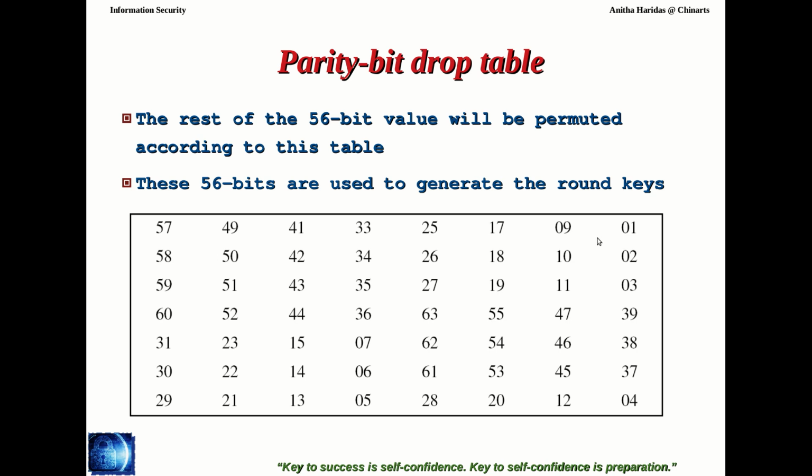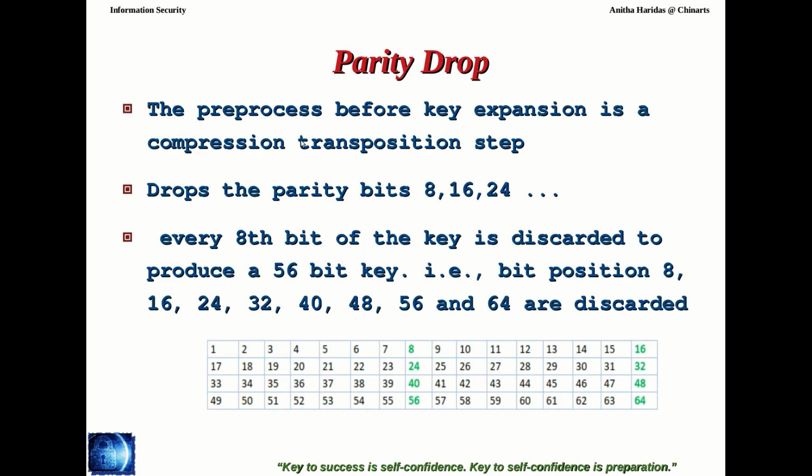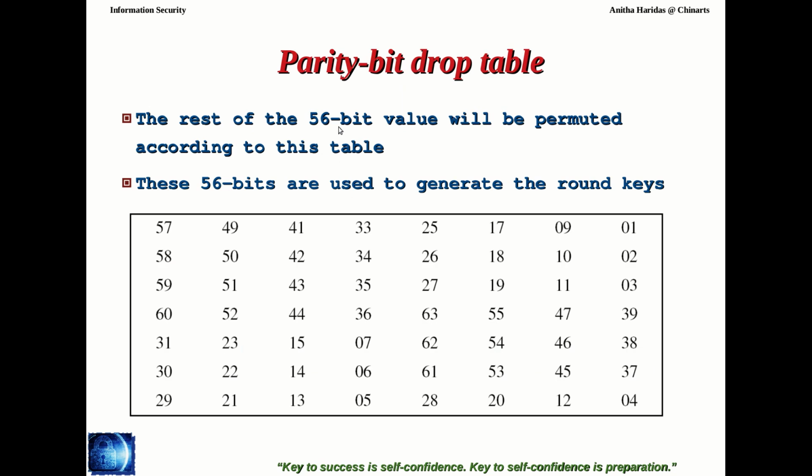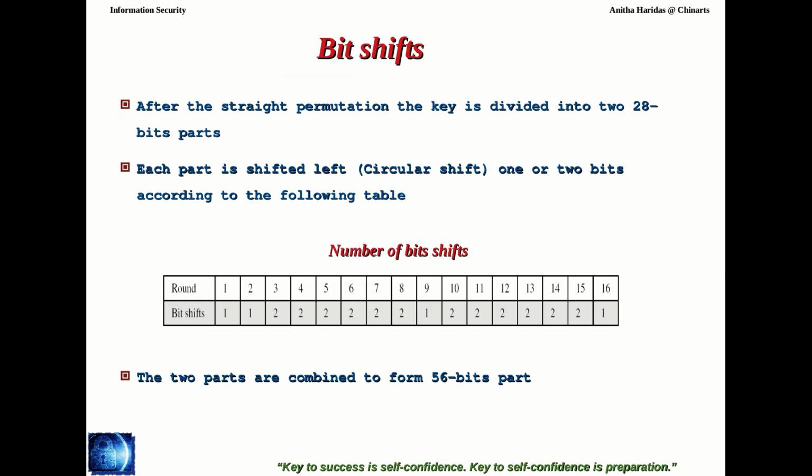The parity dropper is a compression transposition step which will be done before the key expansion, and it drops the parity bits 8, 16, 24, etc. These bits will be discarded, and the remaining 56 bits will be permuted according to this particular table, and the permuted 56 bits will be used to generate the round keys. Okay, so that is the role of the parity dropper component.